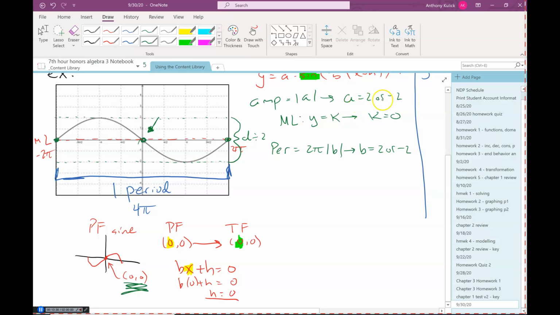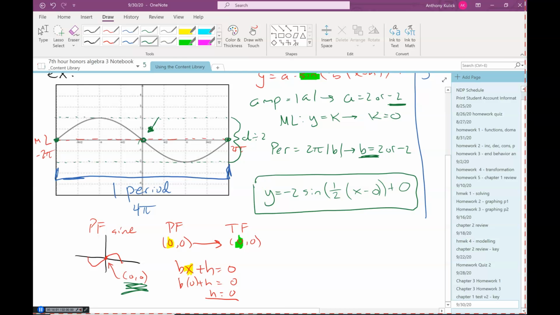So I usually always pick the B to be positive. It tends to make life a little bit easier in future problems that may be a little bit trickier than this particular one was. So our answer in terms of sine could be this.